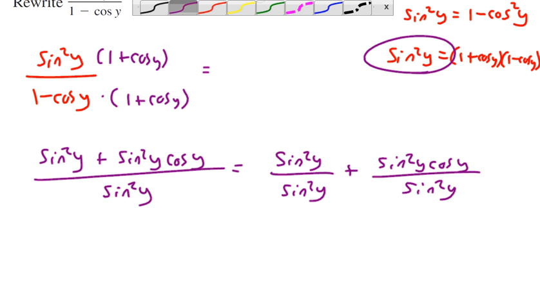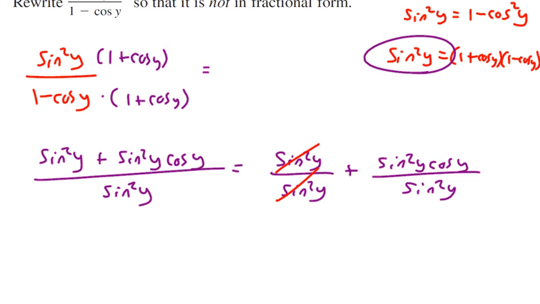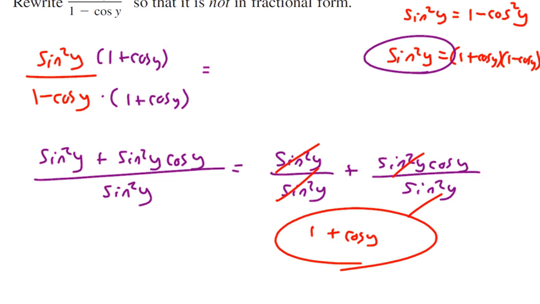And what do you know? Good, so sine squared of y over sine squared of y is 1 plus, those are gone, so all we have is just cosine of y. And looks like we can't simplify that anymore. Plus also, we were supposed to write this so that it's no longer in fraction form, which we just did.